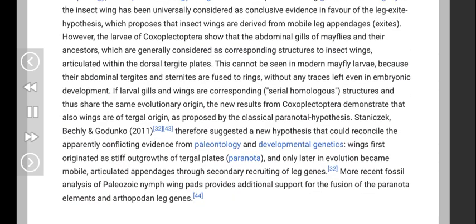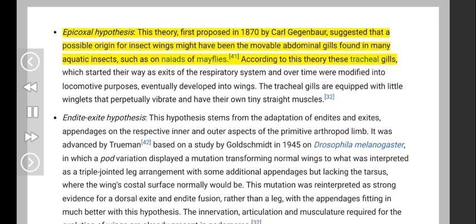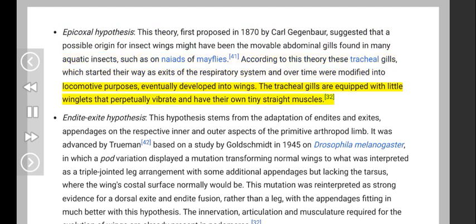Epicoxal hypothesis. This theory, first proposed in 1870 by Carl Gegenbaur, suggested that a possible origin for insect wings might have been the movable abdominal gills found in many aquatic insects, such as on naiads of mayflies. According to this theory, these tracheal gills, which started their way as exits of the respiratory system and over time were modified into locomotive purposes, eventually developed into wings. The tracheal gills are equipped with little winglets that perpetually vibrate and have their own tiny straight muscles.